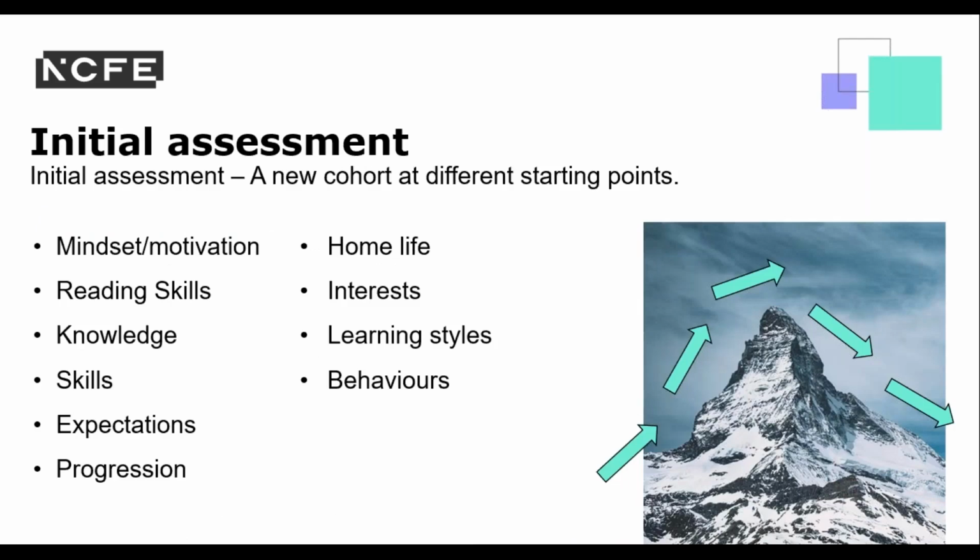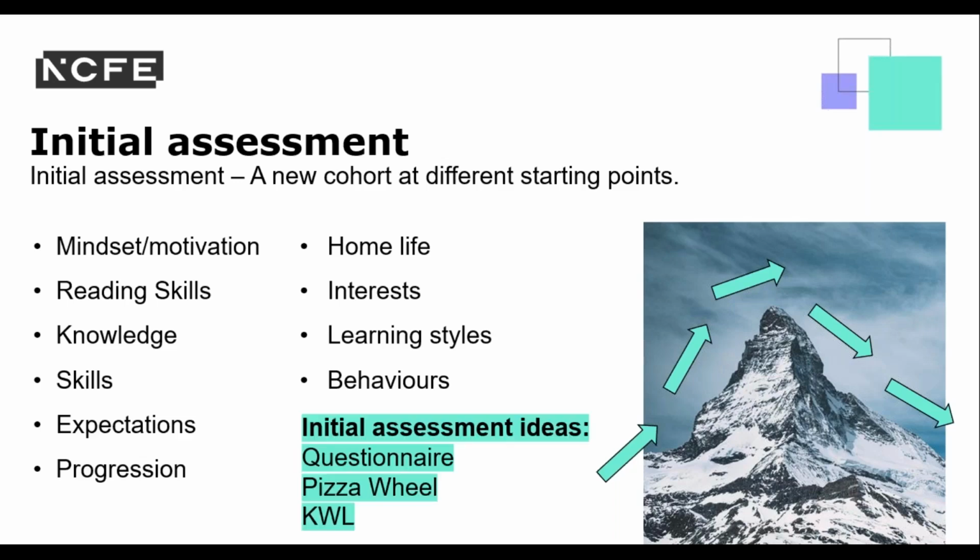This is your new cohort. You may have taught this year group before previously, but see this as a new year, a new cohort. What have they experienced over the summer? Consider the list of what could impact their learning, their previous knowledge, skills and behaviours factor into this. This could be done through quizzes, questionnaires, KWL charts, a pizza wheel where learners colour in how confident they feel in different areas from written to drawing skills, or a visual board about them, what inspires them. Each learner will be at different starting points on the mountain.